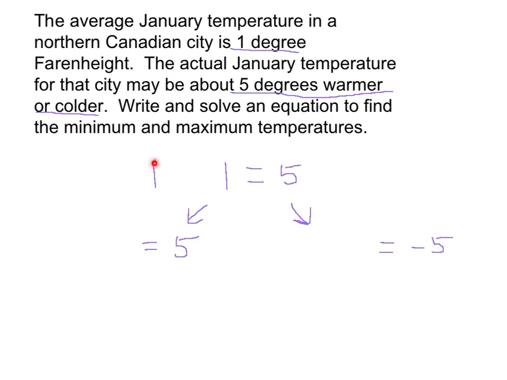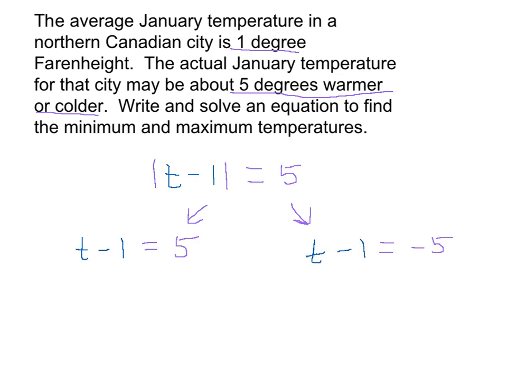So now we have to write the inside of our absolute value. When we write the inside of our absolute value, we're going to take the variable that we're looking for. So we're looking for the minimum and maximum temperature, and we're going to subtract the average. That's just the formula, that's just how it's set up. So we're going to take the temperature and subtract the average, the temperature and subtract the average.